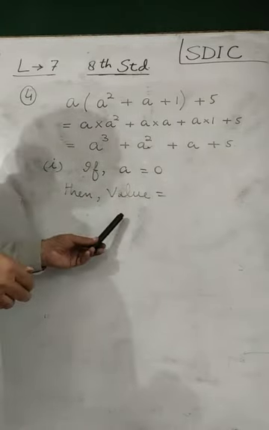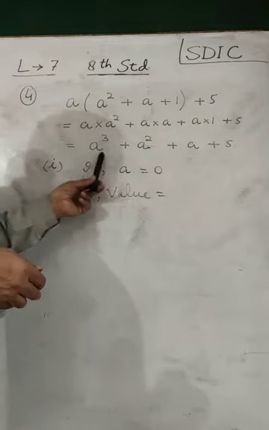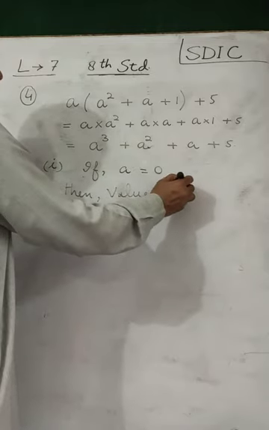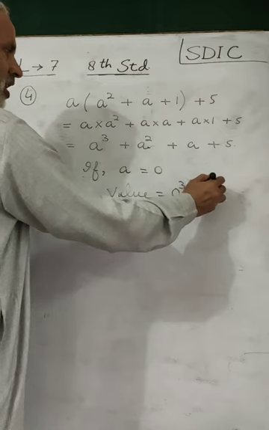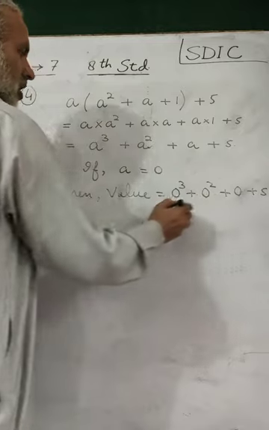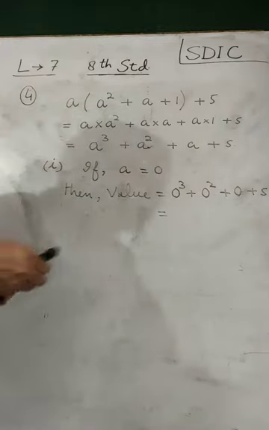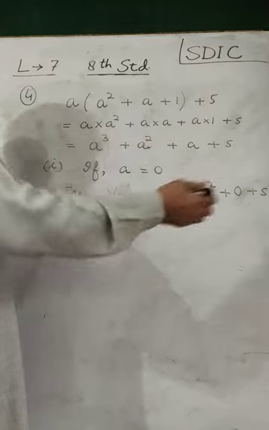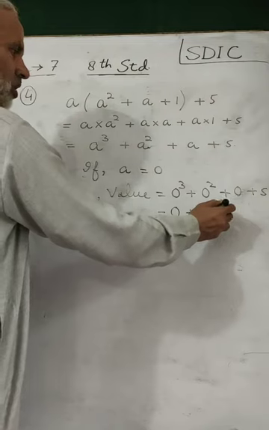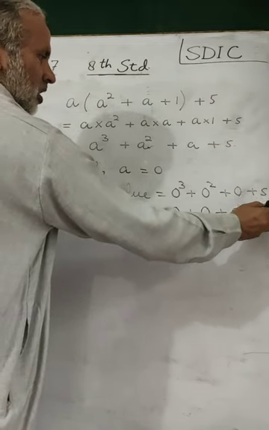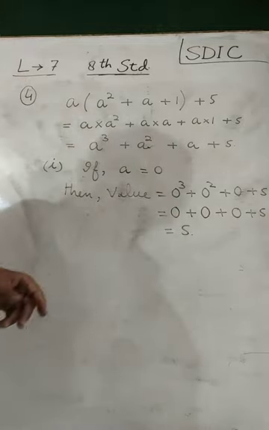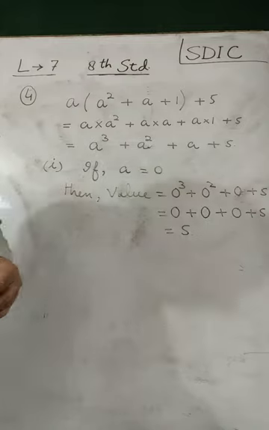We have to find the value. So how will we do? We'll use 0 for a in all the terms. It will become 0 cube plus 0 square plus 0 plus 5. Now simplifying further, cube of 0 means 0 multiplied by 0 multiplied by 0, it will be 0. Likewise, 0 square will become 0, 0 as it is, then plus 5. Add them, the result is 5. This is the value of that expression when a is equal to 0.